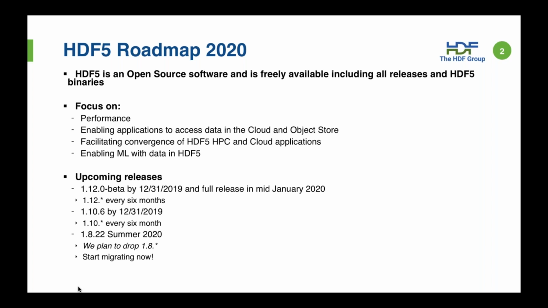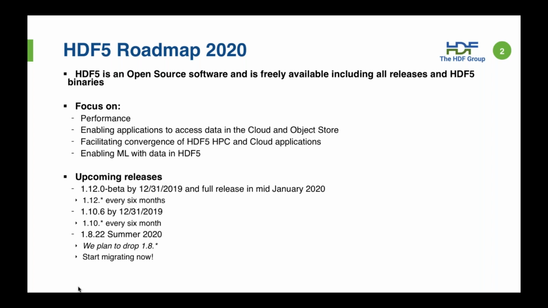In terms of the releases, we are working on our 1.12 beta release right now. It's supposed to be done by December 31st, so it's kind of imminent. We are looking into stabilizing the last interfaces. The file format is stabilized already, and the full release is in mid-January 2020. After that, we'll have 1.12 releases every 6 months, as with our regular maintenance releases.